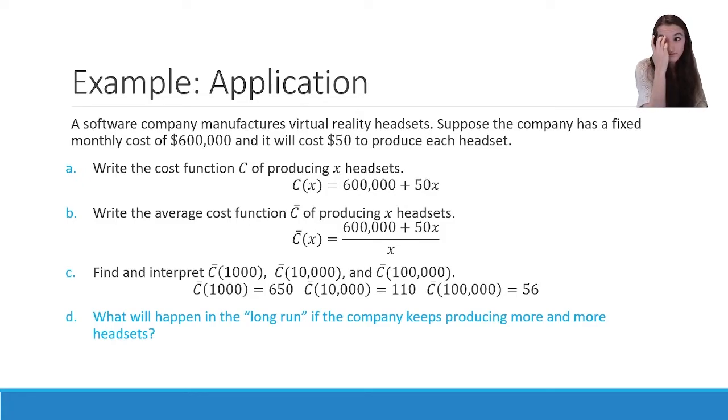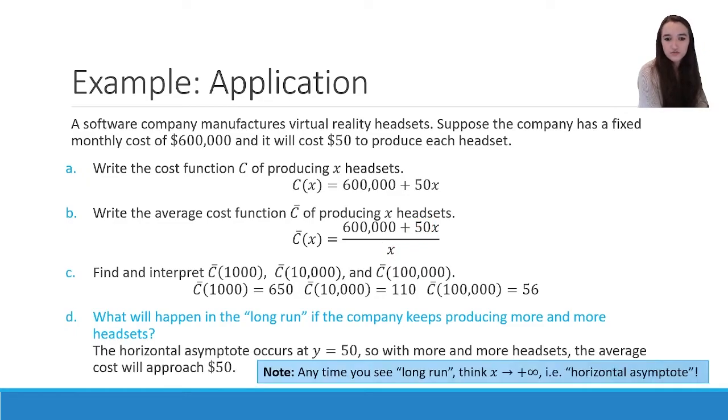Well, that long run is really just talking about the horizontal asymptote. What happens if we took X towards infinity? If we made infinitely many headsets, what would happen? We would have to look at the horizontal asymptote. And in this case, our degree, X over X, they're the same degree. So we look at the ratio of coefficients. Coefficients are 50 and 1. So in fact, our horizontal asymptote occurs at y equals 50.